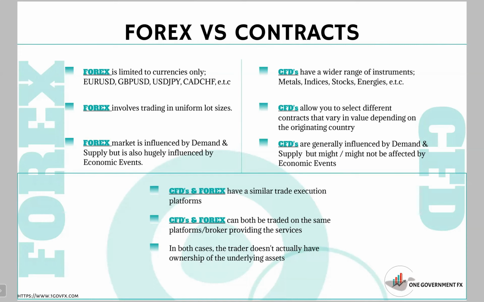So you could notice higher volatility in the forex market. At the same time, there will be no volatility in the CFD market because the events may not affect the CFD. At times they do, but that won't be all the time. So sometimes the events may affect the CFD market, but they don't. But the CFD market is generally based on demand and supply. That's 80% of the time.